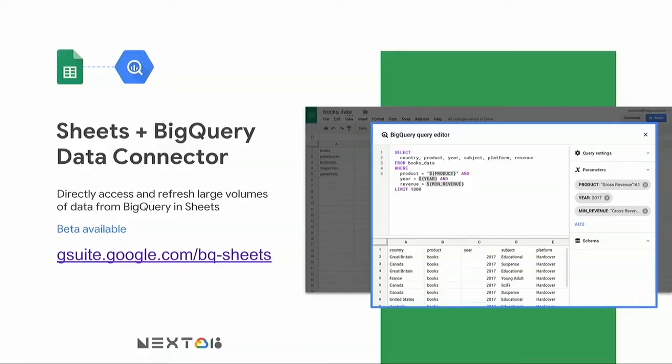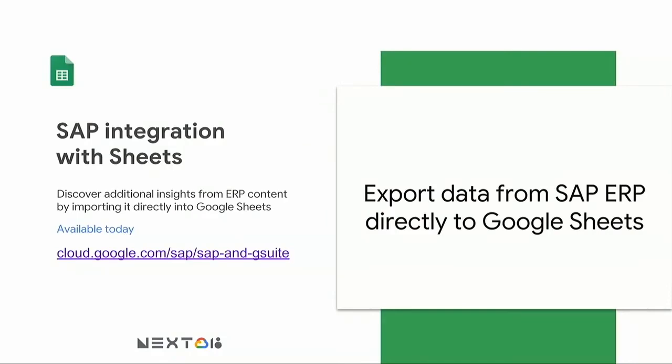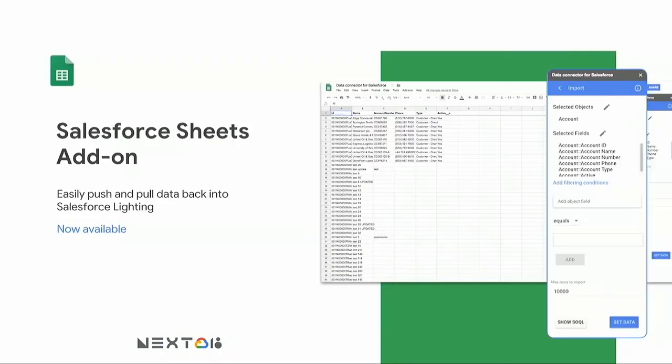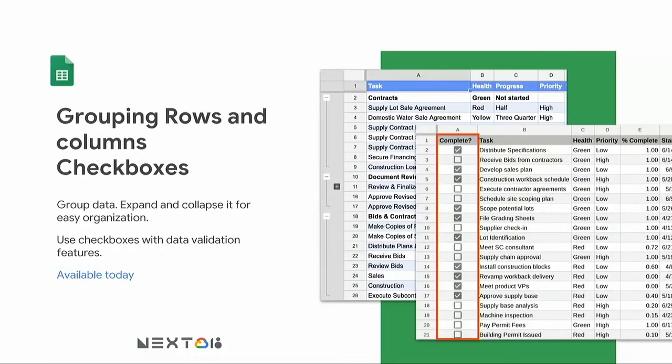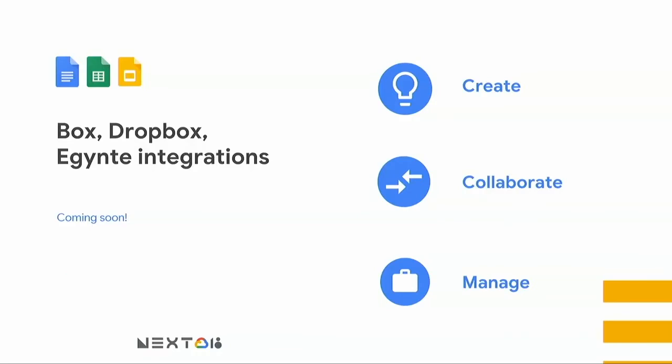Within Google Sheets, there were some really big updates. BigQuery data connector for Google Sheets. SAP has announced an integration with Google Sheets. Salesforce have announced an integration with Google Sheets. We've got macros, grouping rows, checkboxes. These are all some recent ones that have come out. Box, Dropbox, and Ignite have all announced integrations with Google Drive and Google Sheets as well.